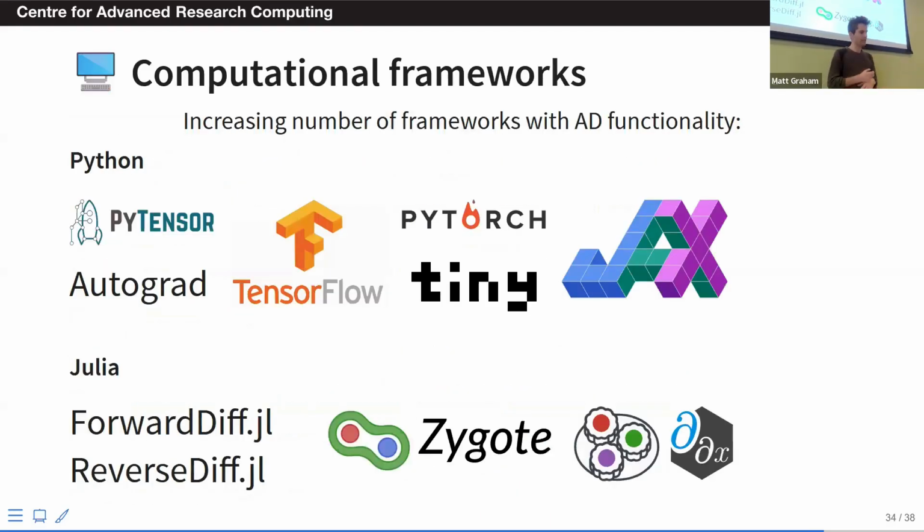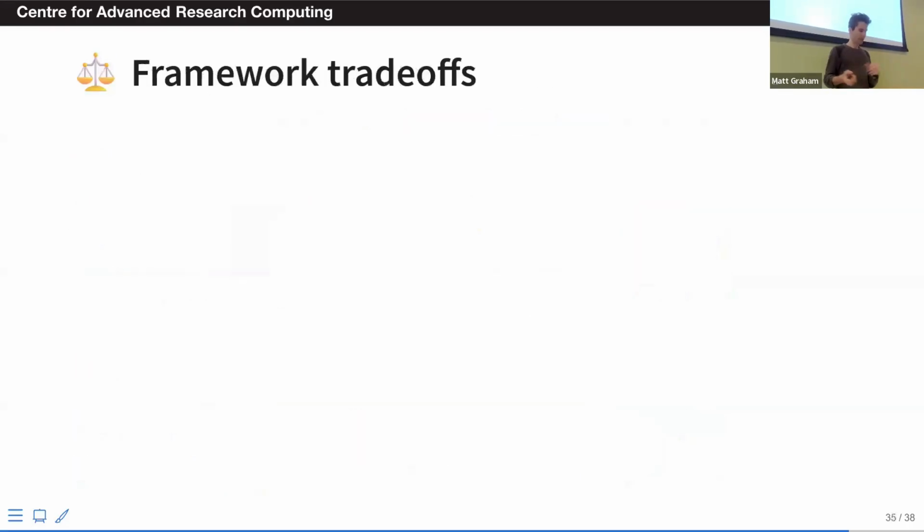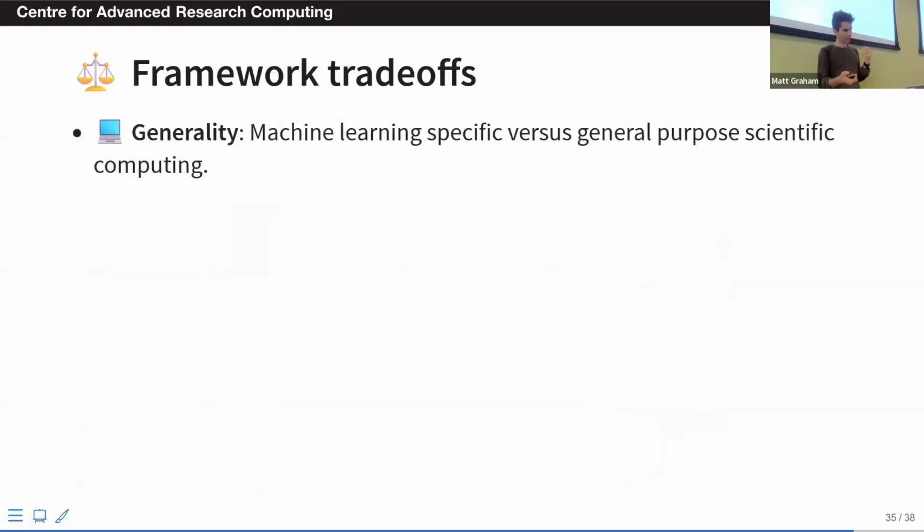So there are many different frameworks for doing autodiff. We've come across some of these already, things like Autograd, JAX. There's also a preponderance of those in the Julia space as well. And an important question is how we choose which framework to use. There are various axes on which we can do this. These are just some of the ones that I think are important.